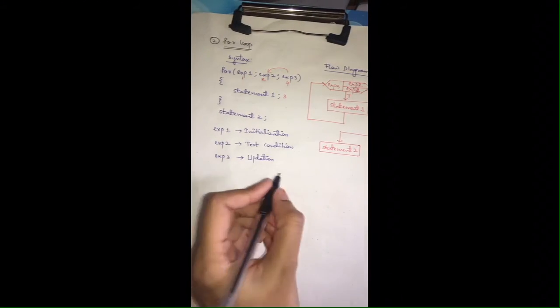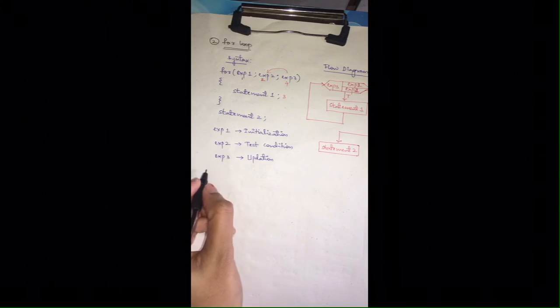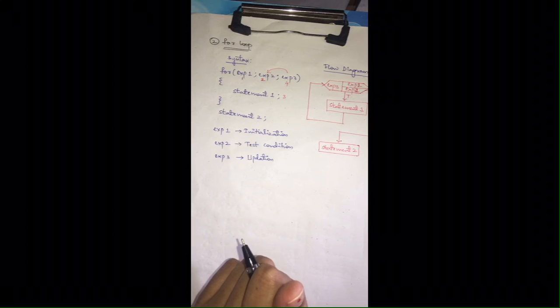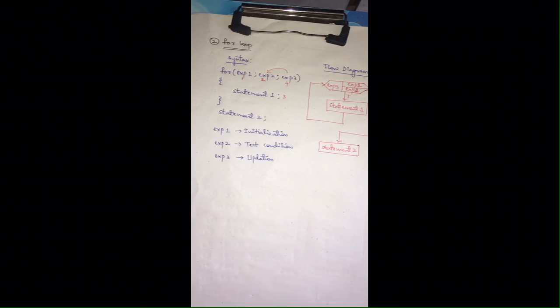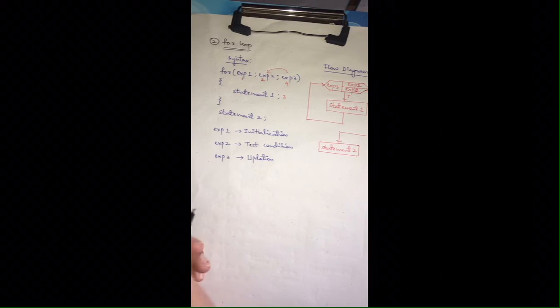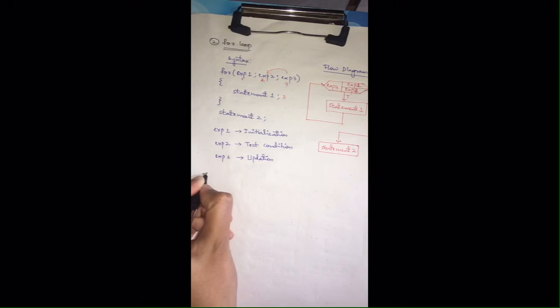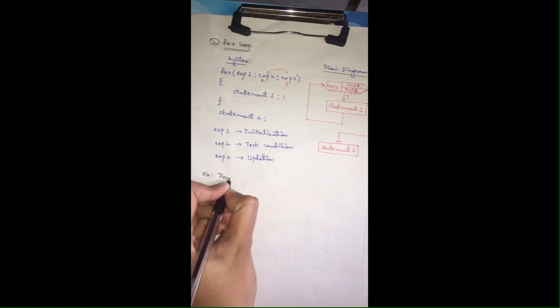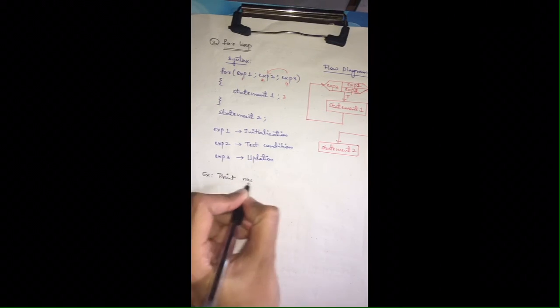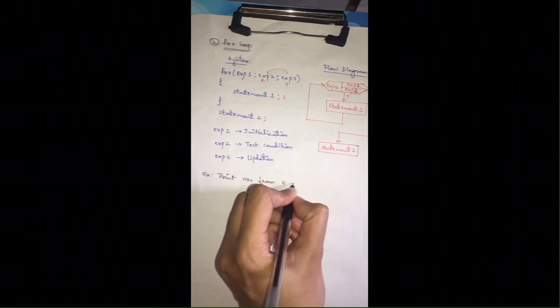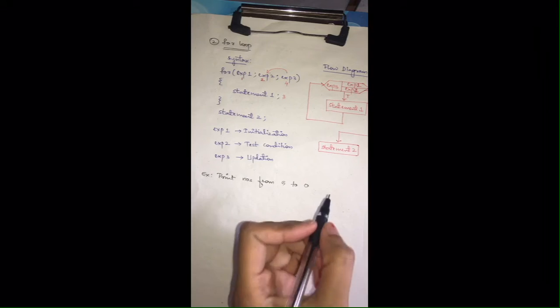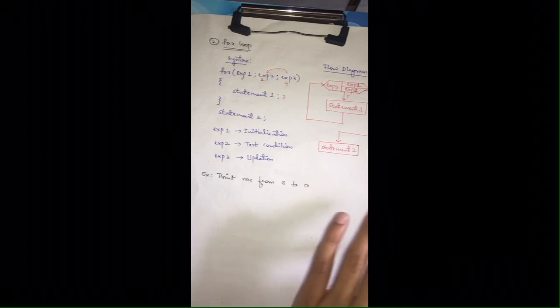Like with while loop, we'll consider one example for the for loop. In the while loop we considered an example where we printed numbers from 0 to 5. Here we'll consider the reverse case of that, just to understand the importance of decrementation. That is, we are going to print the numbers from 5 to 0: 5, 4, 3, 2, 1 and 0.